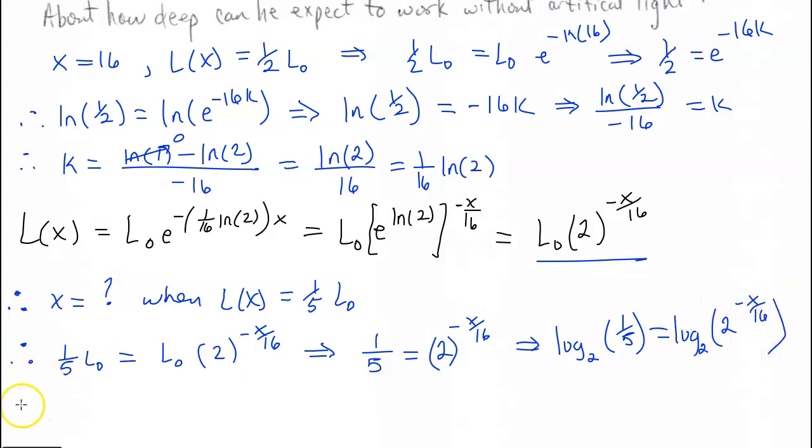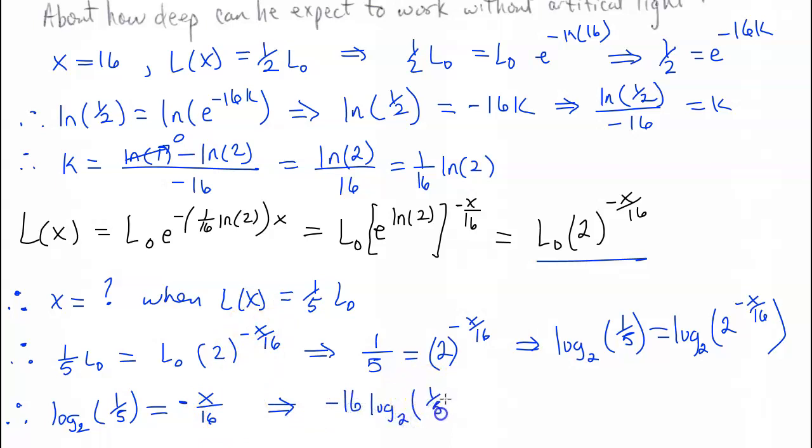And so in doing that, this lets me know, of course, my left side is just going to stay as log base 2 of 1/5, but on the right-hand side, log base 2 of 2 raised to anything is just that anything. And then if I multiply both sides by a negative 16, then I'll have negative 16 log base 2 of 1/5, and that will equal X.